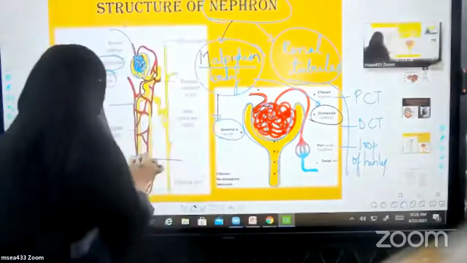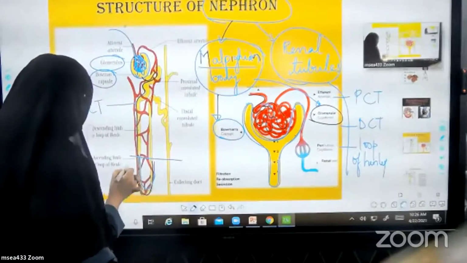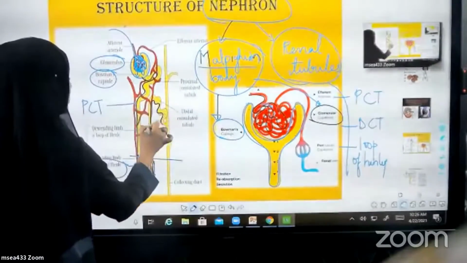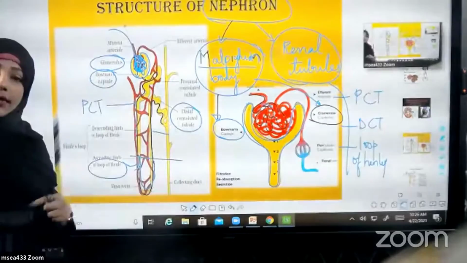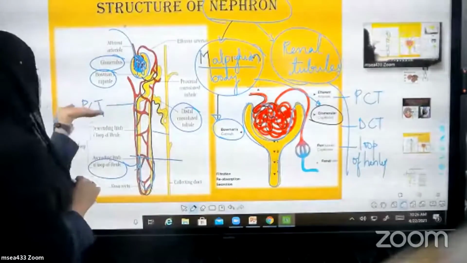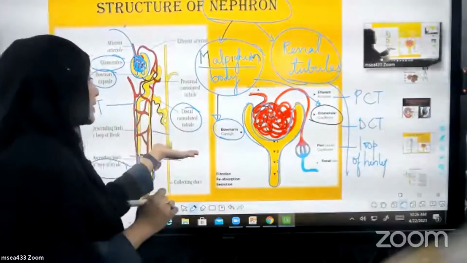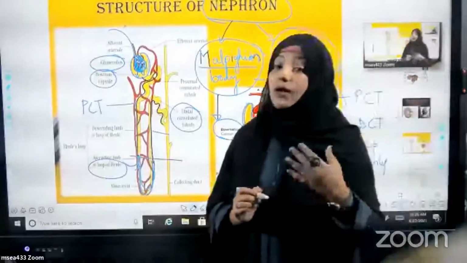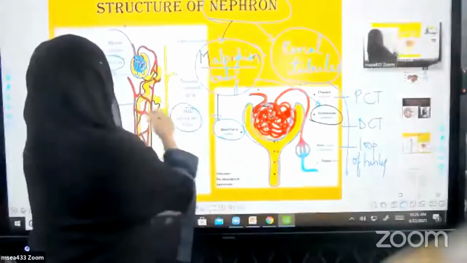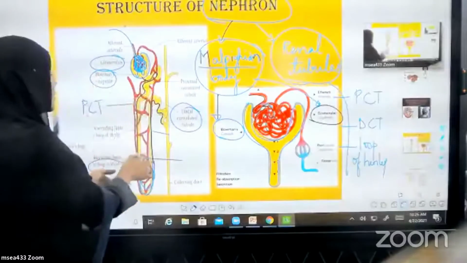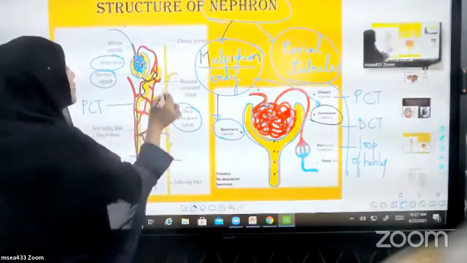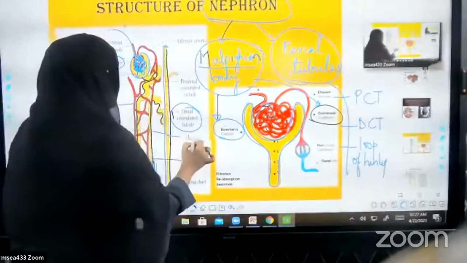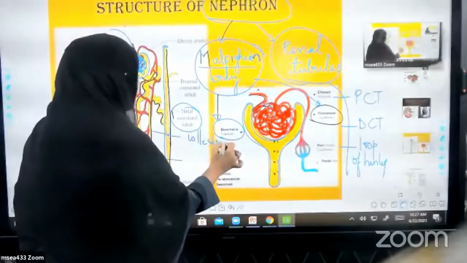Then after that you have a U-shaped tube called the loop of Henle. The loop of Henle connects further with a structure called DCT, that is distal convoluted tubule. So we have proximal convoluted tubule and distal convoluted tubule. Both of these tubules are joined with a U-shaped structure called loop of Henle. Now the filtrate moves from the Bowman's capsule into the PCT, from there to the loop of Henle, then DCT, which is further connected with a long pole-like structure you can see here called the collecting duct.